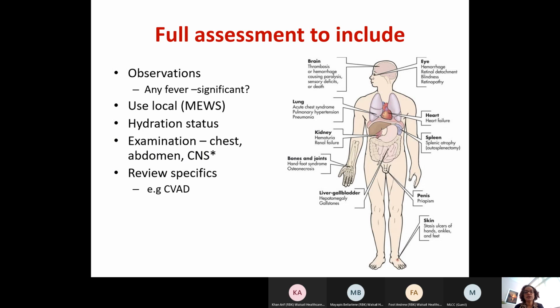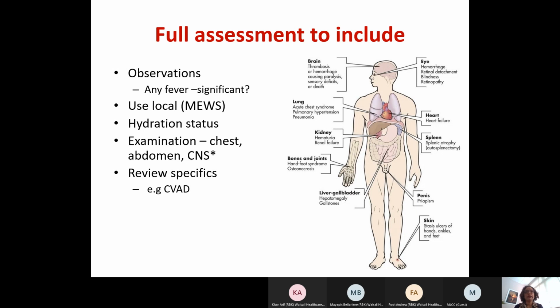Hematuria, acute kidney injury, the splenic sequestration syndromes, complications of AVN, hepatobiliary complications, and problems with leg ulcers. So the assessment from top to toe would be the standard observations using whatever local recording tool you have. We use Muse at SWB. And some of the key things to point out would be any fever.